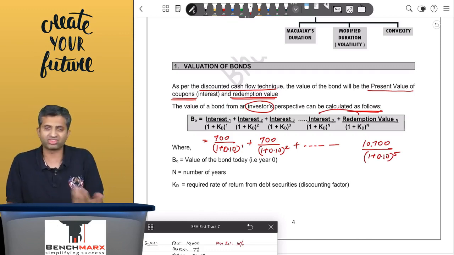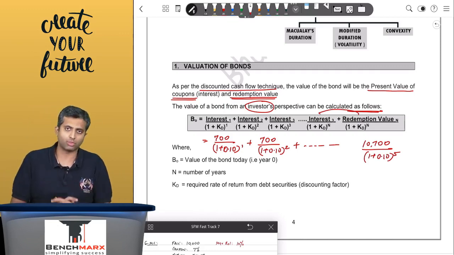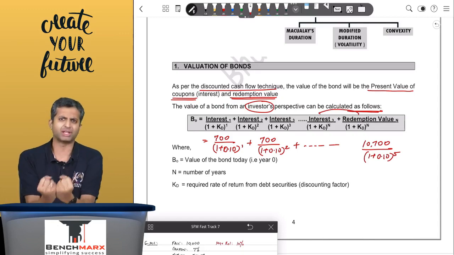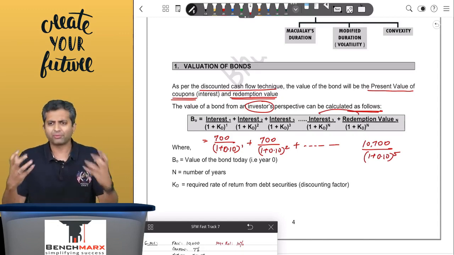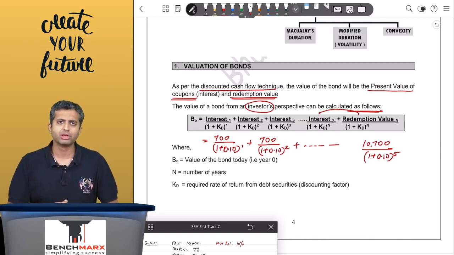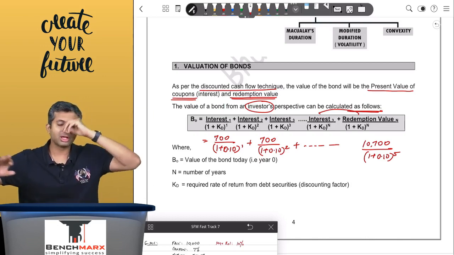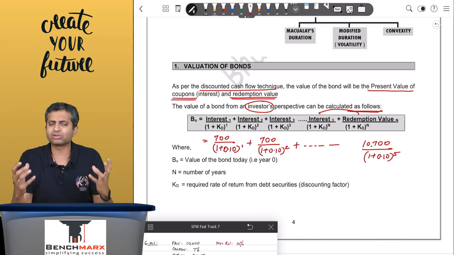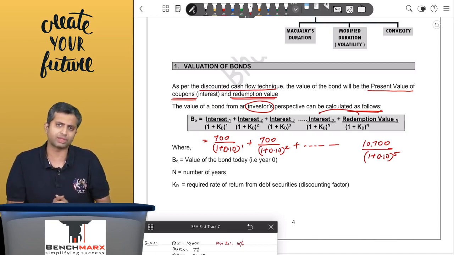This can be said to be the intrinsic value of the bond. What do you mean by intrinsic value? The real value based on its financial fundamental factors, the real value of the bond based on the fundamental factors. I'm not looking at any other thing. I'm looking at core financial fundamental factors and finding the intrinsic value.